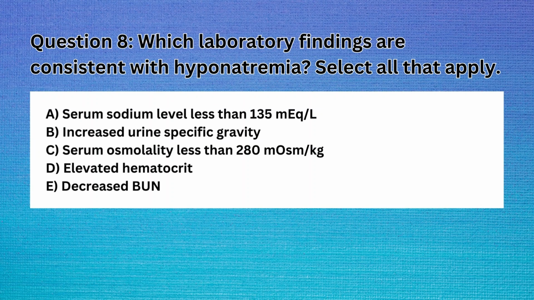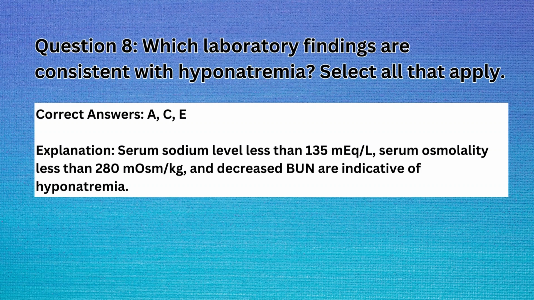Question 8. Which laboratory findings are consistent with hyponatremia? Select all that apply. A. Serum sodium level less than 135 milliequivalent/L. B. Increased urine-specific gravity. C. Serum osmolality less than 280. D. Elevated hematocrit. E. Decreased BUN. Correct answers: A, C, E. Explanation: serum sodium level less than 135 milliequivalent/L, serum osmolality less than 280, and decreased BUN are indicative of hyponatremia.